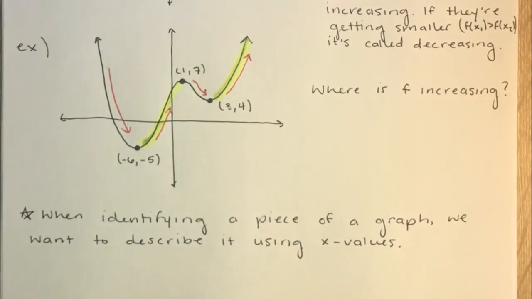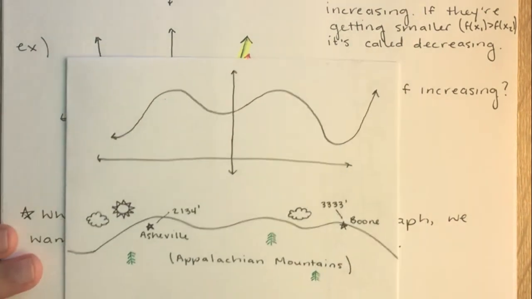Why would that be the case? Well, if we think back to our last lesson, we talked about how sometimes we might have repeated y values, but we can never have repeated x values. We can't have more than one point on the graph with the same x value. So if we are talking about one particular x value, we're never going to be talking about more than one place.